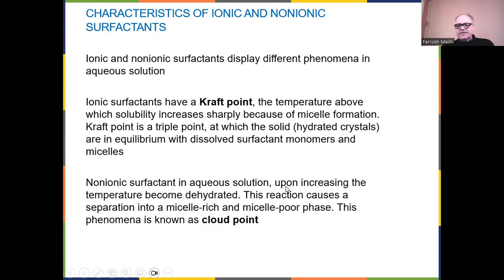Ionic and non-ionic surfactants display different phenomena in aqueous solutions. Ionic surfactants have a Kraft point. This is a temperature at which solubility increases sharply due to micelle formation. This is a triple point at which the solid hydrated crystals are in equilibrium with dissolved surfactant monomers. On the other hand, non-ionics exhibit a cloud point. This is a temperature at which the surfactant becomes dehydrated and creates two phases of micelle poor and micelle rich domains.